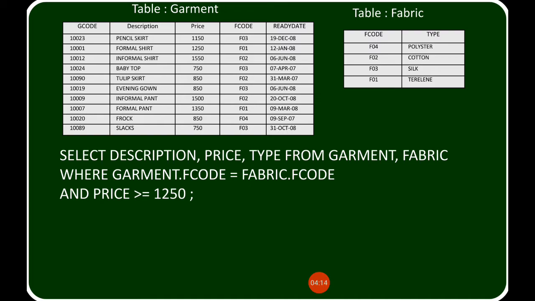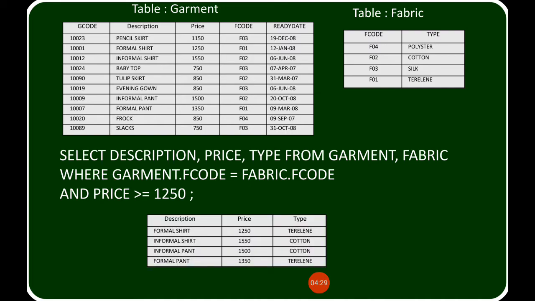Now another condition is that price should be greater than 1250. So we'll write with the AND logical operator, and price is greater than or equal to 1250. So we'll get output like this. We'll get 4 rows selected, in which we get the description and price from the garment table, and we get the fabric type from the fabric table. So this is the output we got from two different tables after joining using equijoin.